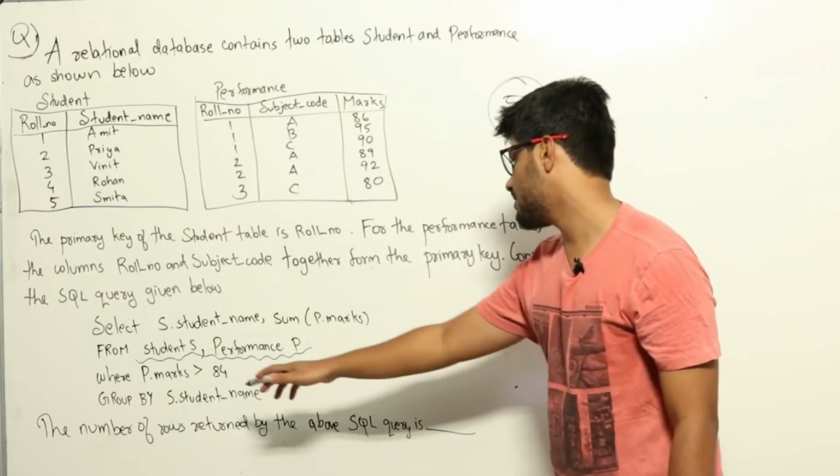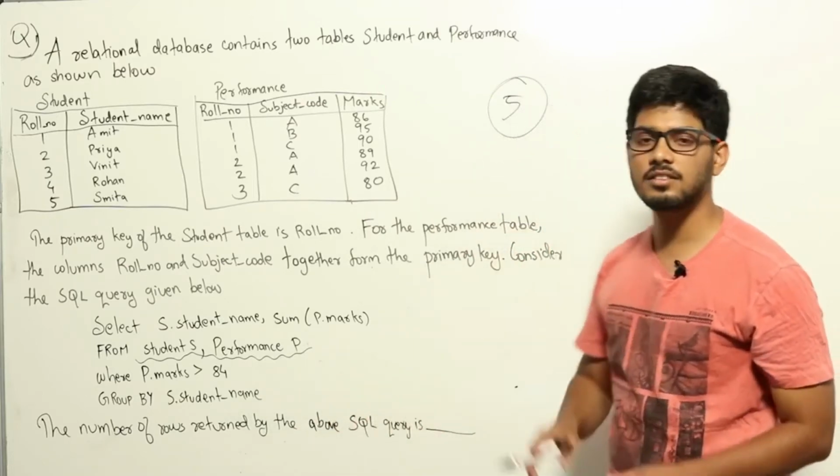Now the question was the number of rows returned by the above SQL query. Now the answer is 5.